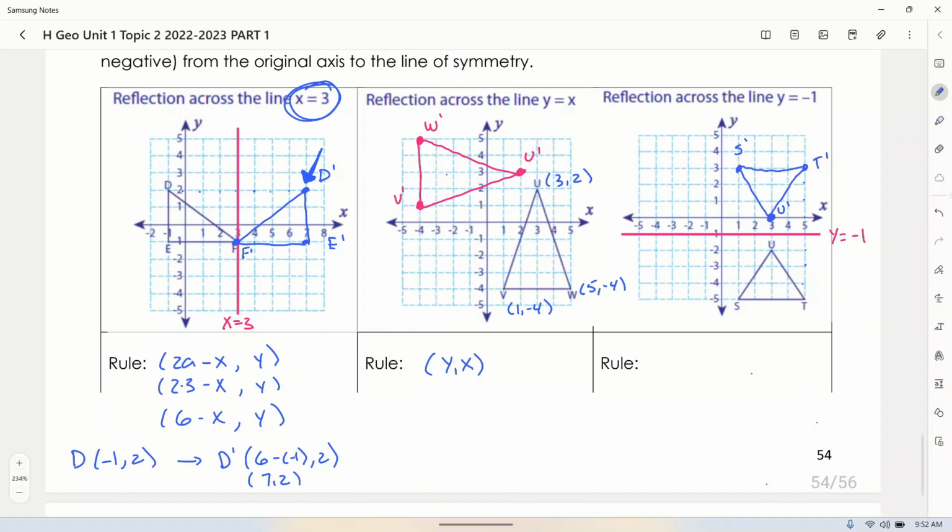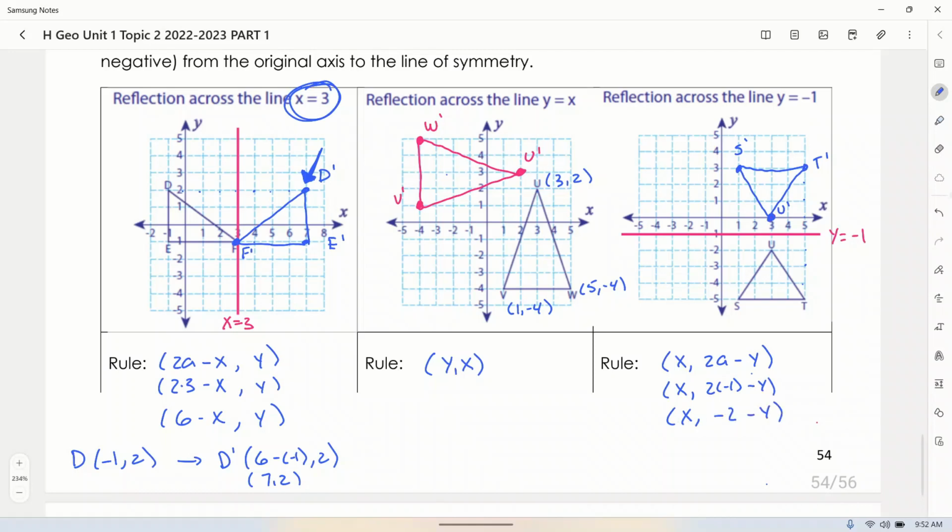Okay, fine, we can graph it pretty easily, but we're going to need a rule because that's what we're asked for, and the rule is x, comma, 2a minus y. Well, what's our a term? Our a term is -1. So I've got -2 minus y.